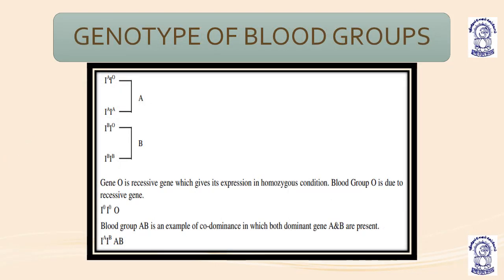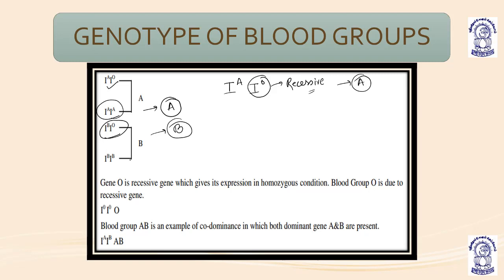Genotype of blood groups. I explained IAIO. IAIO means this is a recessive allele, and this is a dominant allele, so the blood group is A. In a homozygous condition, it can be written like this: blood group A. Blood group B, blood group B. Understood?